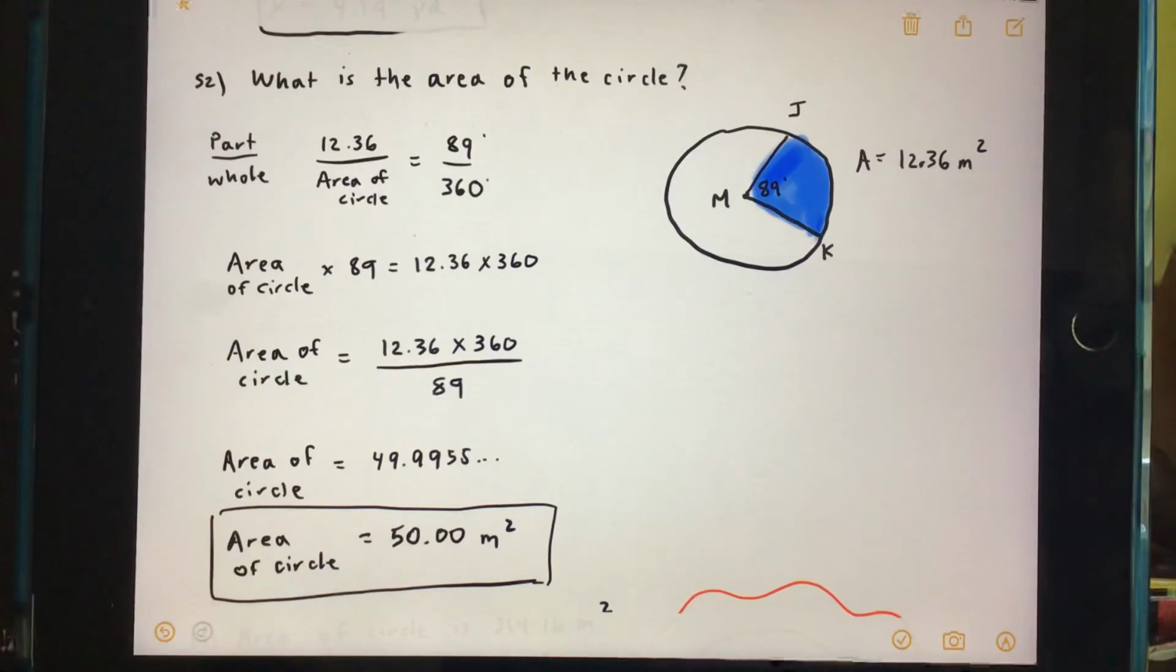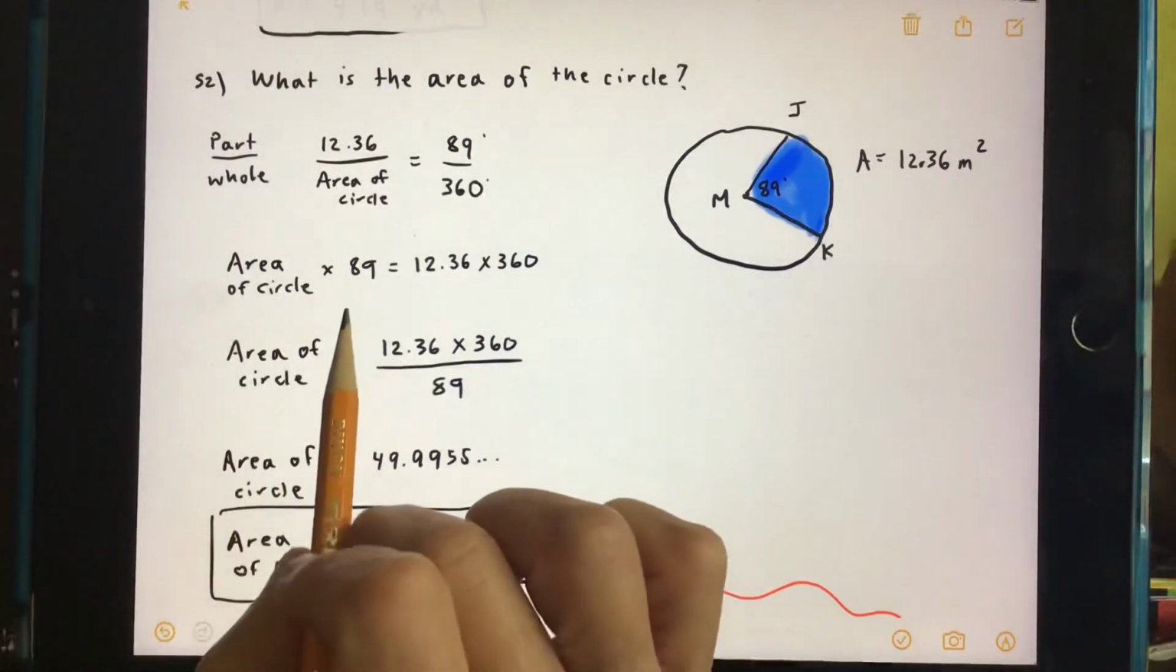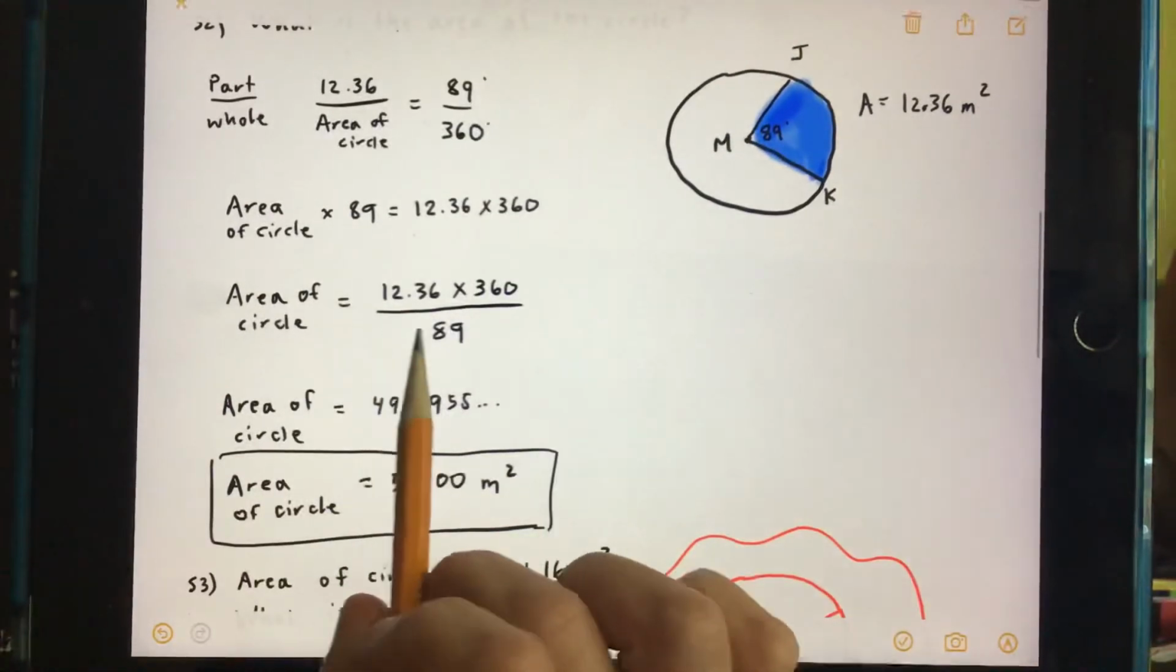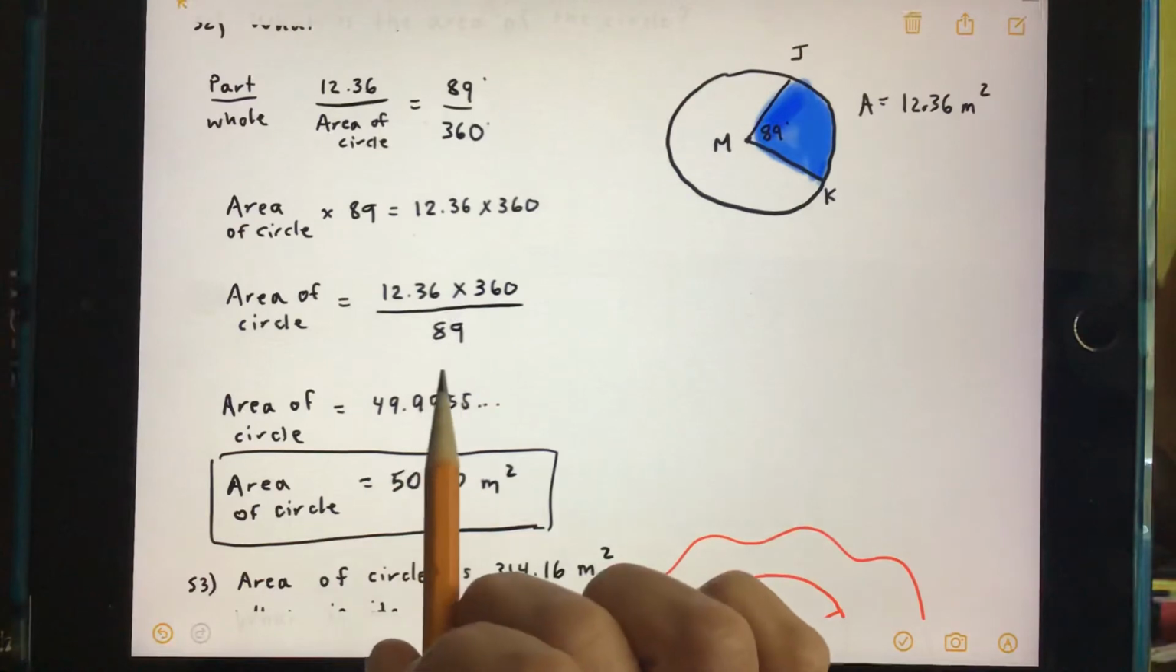All right, so we're going to use cross products to work this out. Area of circle times 89 equals 12.36 times 360. And then we're going to divide both sides by 89. So the area of the circle will be 12.36 times 360 divided by 89. I don't see any easy simplifying there, so I'm going to put all of that into my calculator. 12.36 times 360 divided by 89.